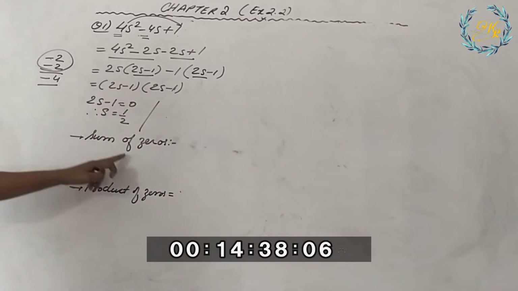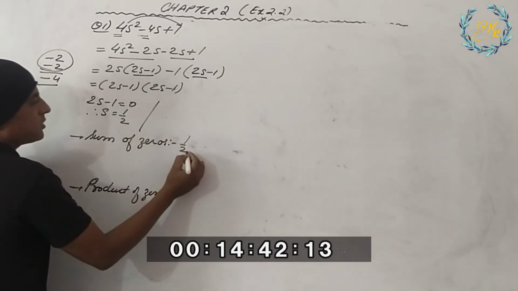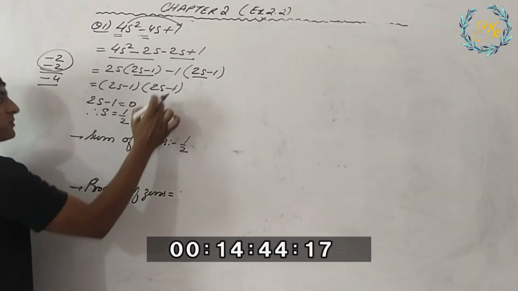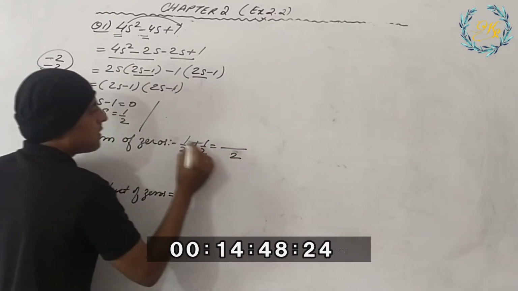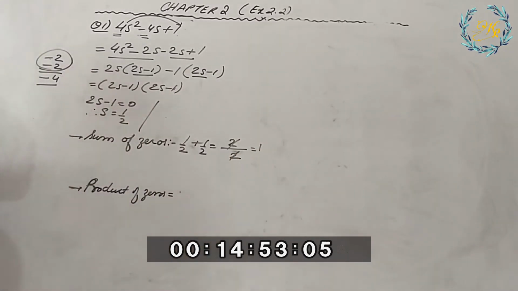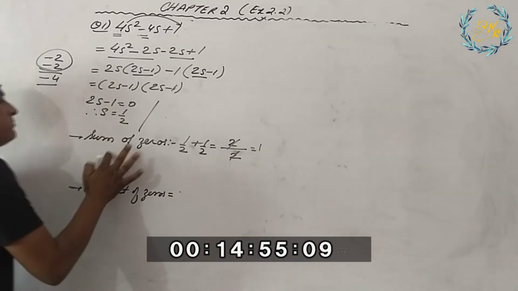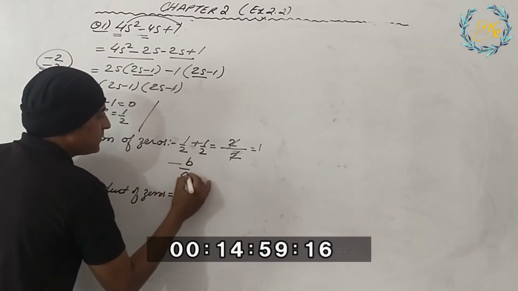Now, going for sum of zeros. Sum of zeros means see the value here. First value 1 upon 2. These factors are same. So second value will be same. LCM 2, 1 plus 1, 2, cancel, you get the answer 1. Now, as far as sum of zeros is concerned with the coefficients, the value is minus b upon a.